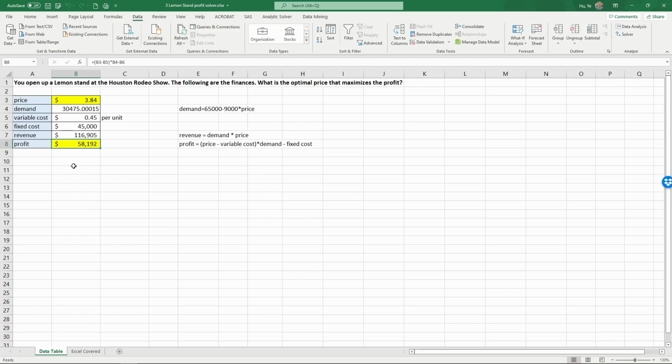Now you can see that in this problem, the maximum profit is $58,000 and the optimal price is $3.84. Remember, when we were using the data table, we knew it's around $3.75, but we don't quite know where the actual number is. So using solver, now we know that the optimal price is $3.84. That finishes this video.